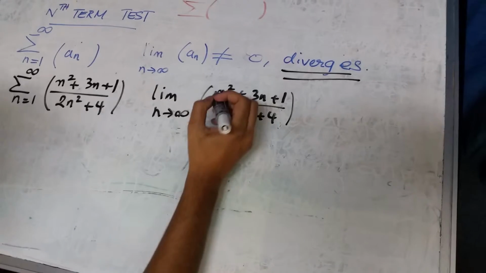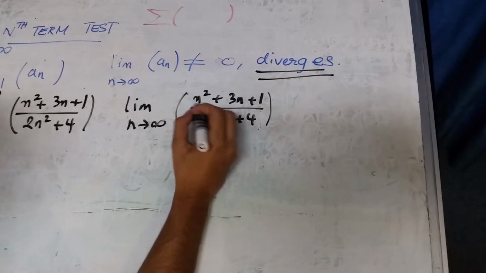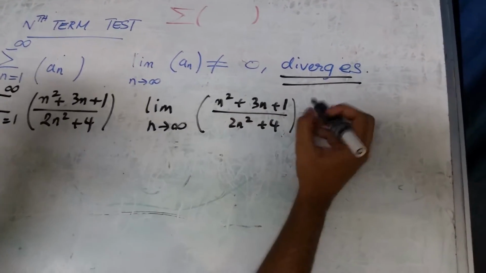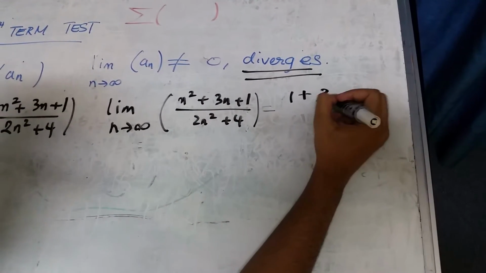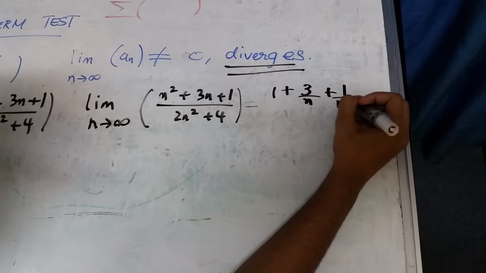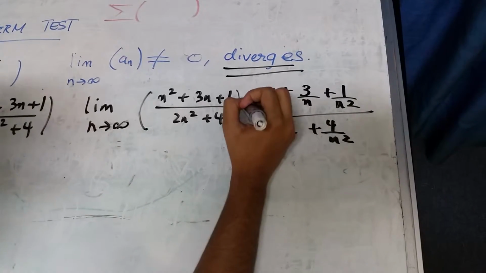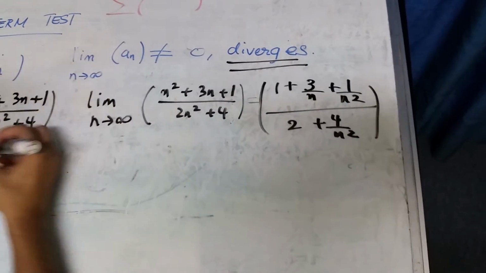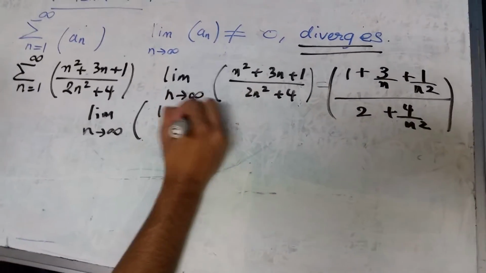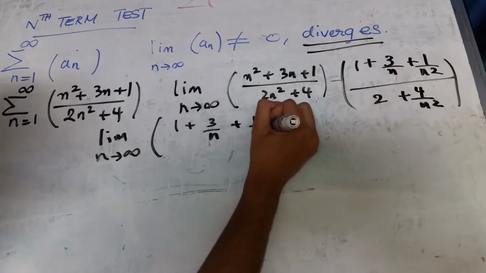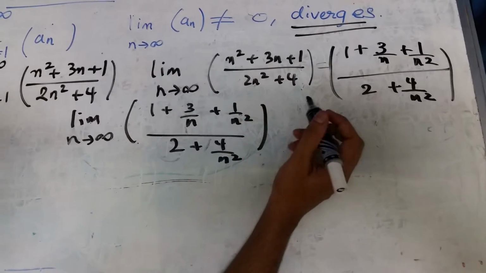Okay, now as you solve for limits, you can just divide by the highest power of n. So I get n squared over n squared, that's 1, plus 3n over n squared, that's going to be 3 over n, plus 1 over n squared, divided by 2, plus 4 over n squared. Now, I'll just rewrite it to make it clear. Limit as n goes to infinity of (1 plus 3 over n plus 1 over n squared) over (2 plus 4 over n squared). Let's check what it gives us.